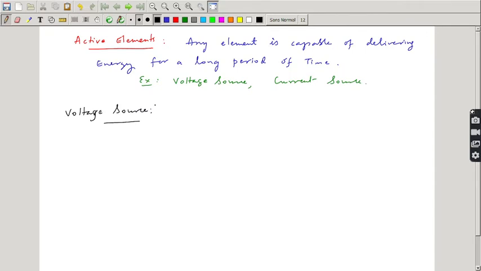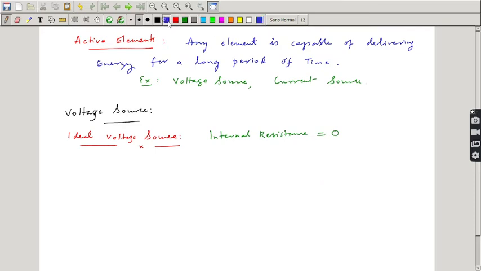The major difference between these two is the internal resistance. I will define the ideal voltage source now. The internal resistance of the ideal voltage source is 0.